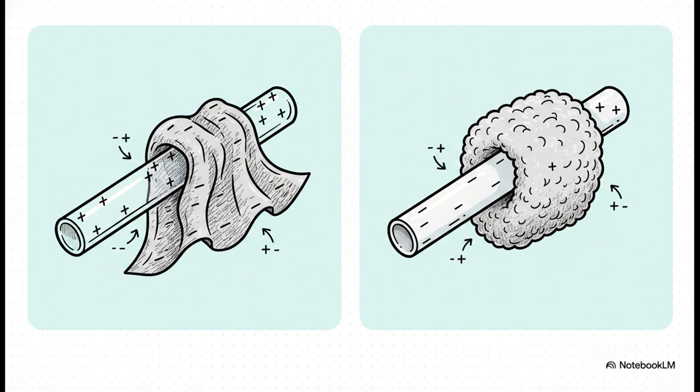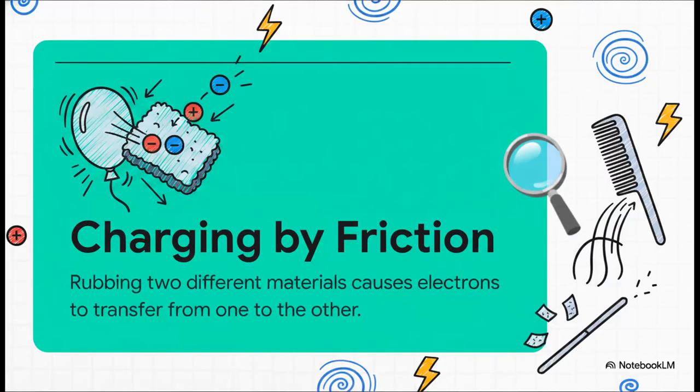When you rub that glass rod with a silk cloth, the glass actually becomes positively charged, and the silk becomes negative. Why? Because electrons are literally packing their bags and physically moving from the glass right onto the silk. But, and here's the wild part, if you grab a plastic rod and rub it with a woolen cloth, the exact opposite happens. The plastic actually steals electrons to pick up a negative charge, and the wool is left completely positive. And so, this brings us to a fundamental definition: charging by friction.